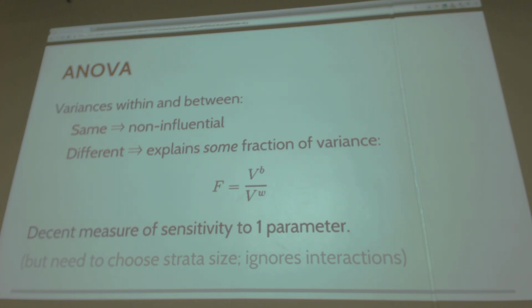For example, you can take a number of patients that have a certain illness and compare the distribution of outcomes for people who received a treatment and people who didn't, or people who received different treatments. And if the variances between and within parts are different, then we can say that which part you chose explains some fraction of the variance. It's a pretty decent measure of sensitivity to a single parameter, though it won't work very well if you have complicated interactions between parameters. But that's the topic of the rest of the talk.